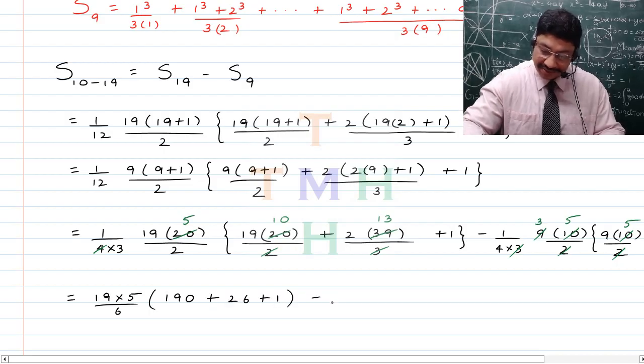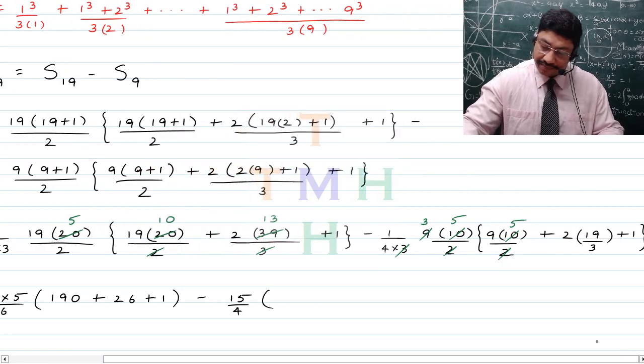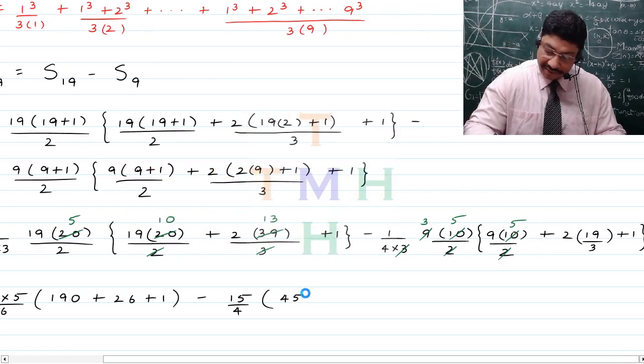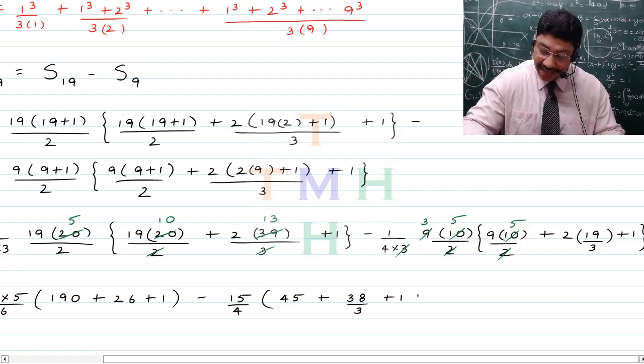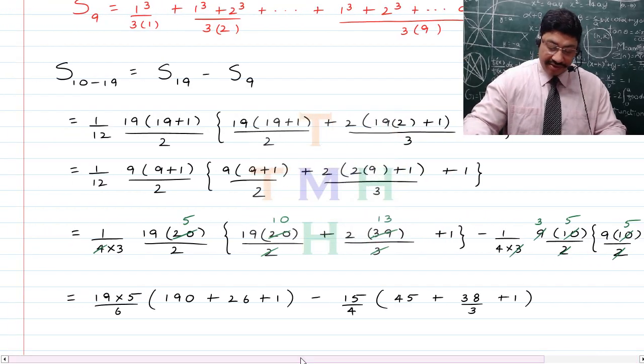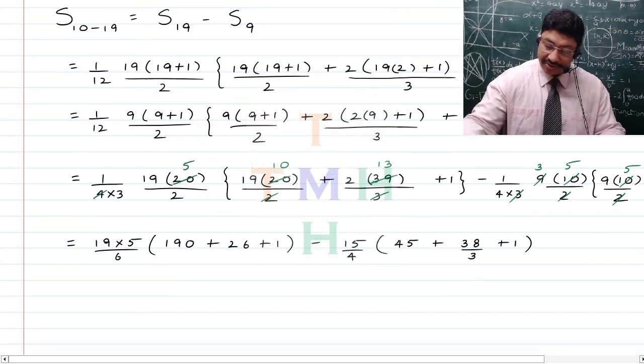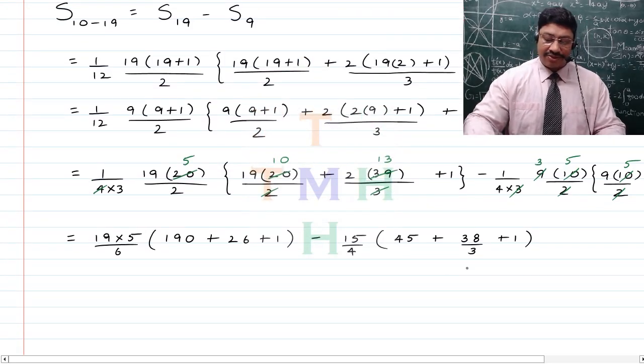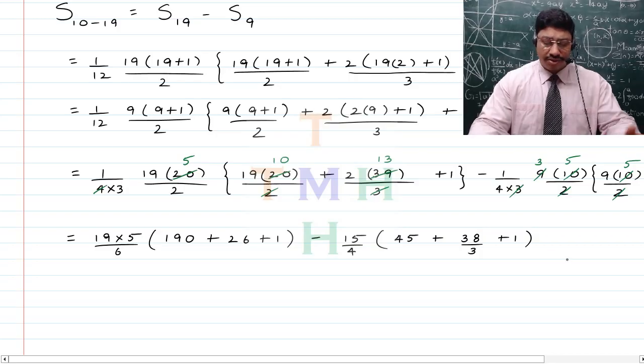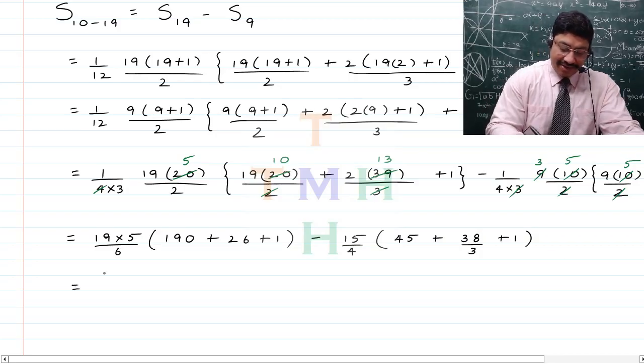And from that is to be subtracted 3 into 5, which is 15, and it is divided by 4, right? And further then within we have here 9 times 5, which is 45, to it is added 19 into 2, which is 38, which is divided by 3, and to that is added 1, right? Now we further calculate this. So here you find that this is a lot of calculation, so I think this calculation you can easily do, right? Because there's nothing much in it, although I can do this.